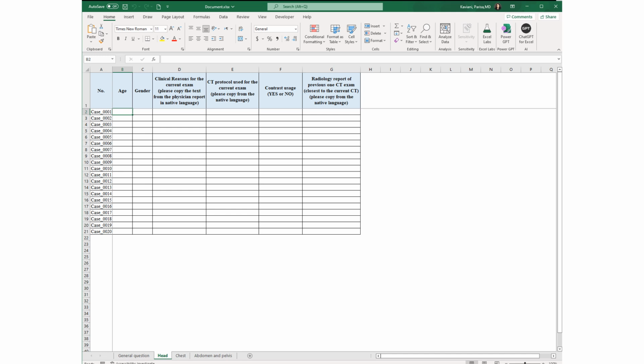The next column asks you to enter the CT protocol used for the current exam. Again, you just need to copy and paste, and you do not need to translate at all. Also, you need to enter the contrast usage, just yes or no. And the last column is the radiology report of the previous exam, which would be the closest exam to the current CT. Again, you just need to copy and paste from the radiology report. You do not need to translate anything.